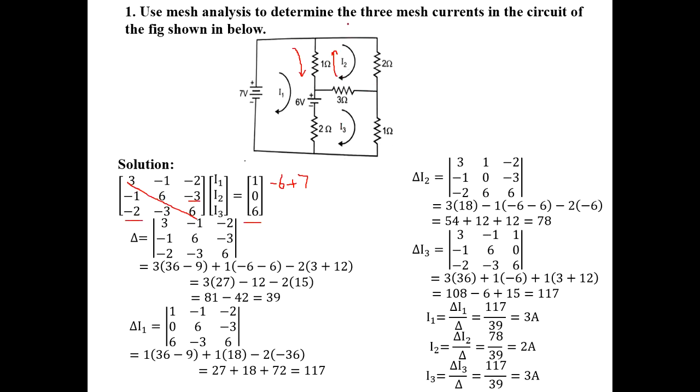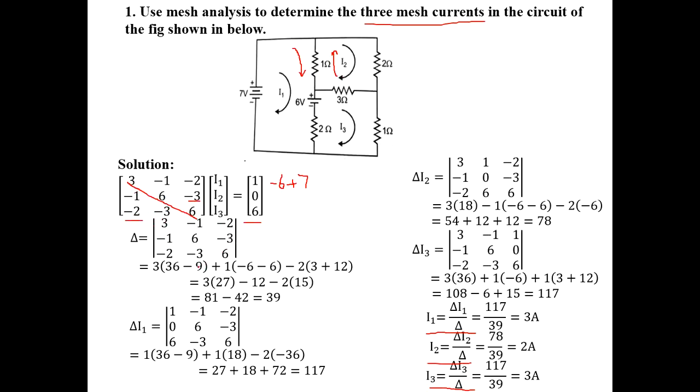In this problem we have to calculate the three mesh currents. By Cramer's rule, I1 is equal to delta I1 divided by delta, I2 is equal to delta I2 divided by delta, and I3 is equal to delta I3 divided by delta. First, we have to calculate the delta value. Delta means the determinant of this R matrix.